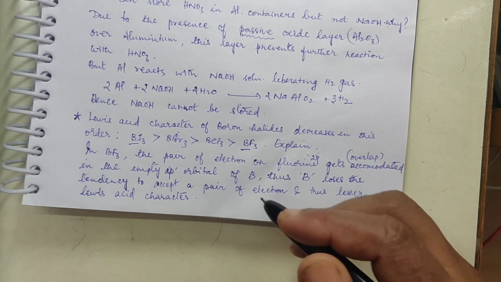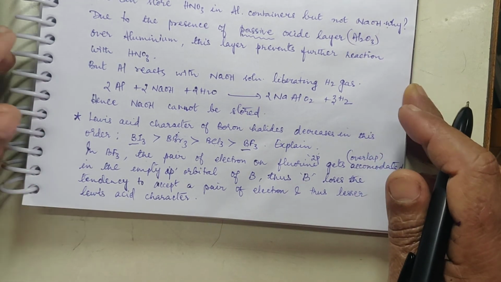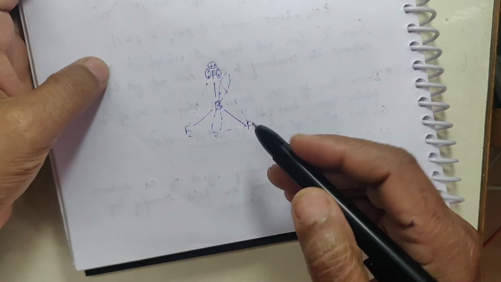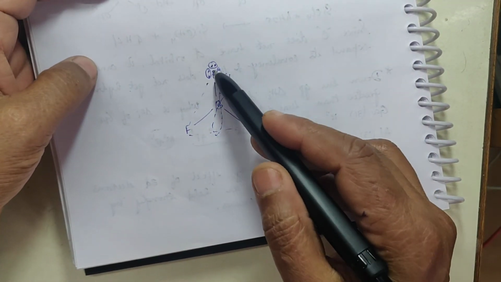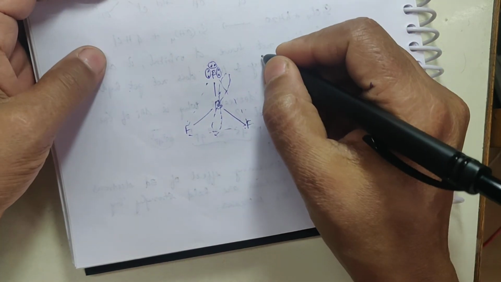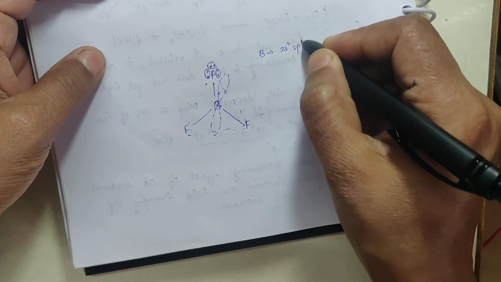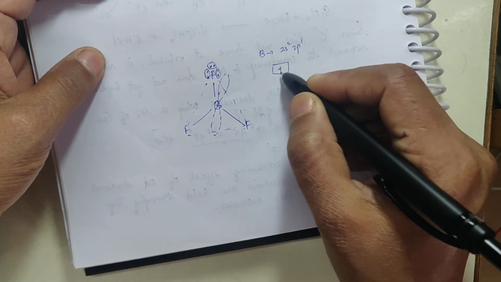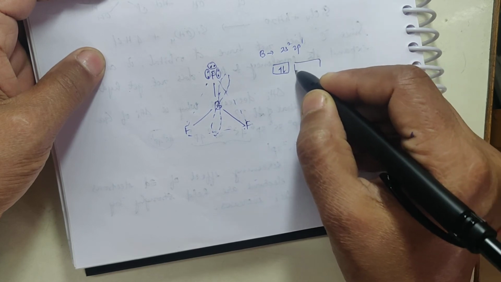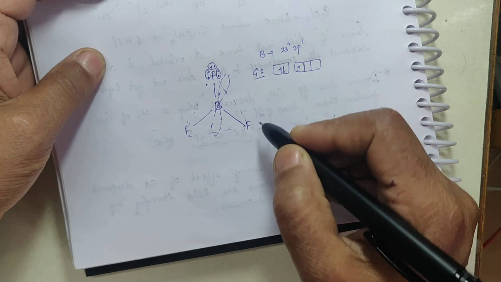That is because when you show this BF3, let me show here. See, this is your BF3. Okay. Now, in the case of boron, it is having a configuration 2s2 2p1. So 2s, 2 electrons, and the p orbital is having 1 electron. This is the ground state configuration of boron.